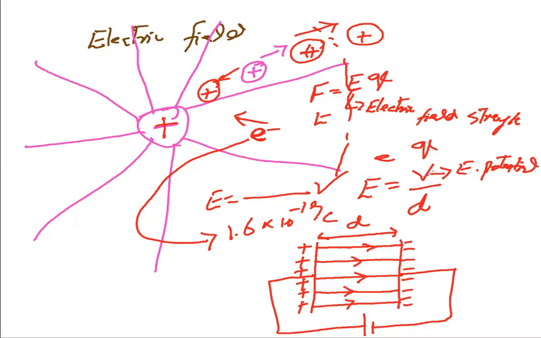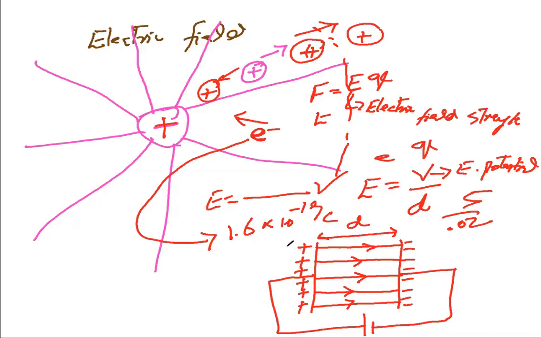If that is 5 volts, you will put 5 volts, and if this distance is 2 centimeters, you will have 5 divided by 2. That is centimeter, so you need to convert into meter. So in meter, that will be 0.02. In 1 meter, we have 100 centimeters.